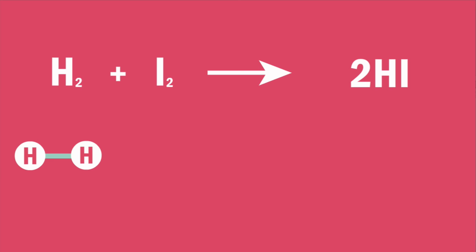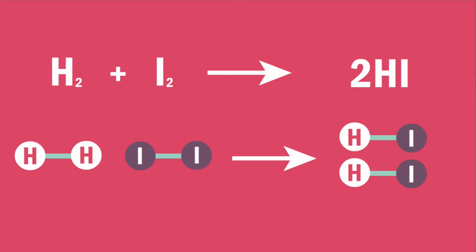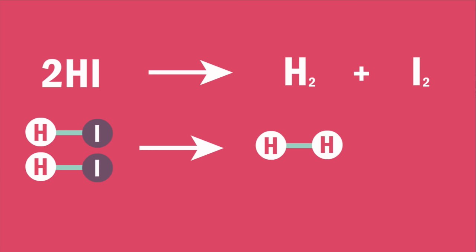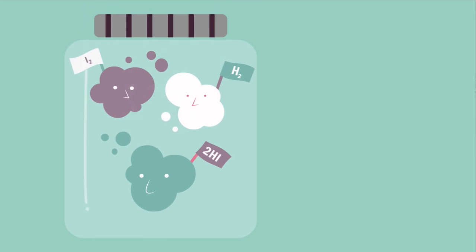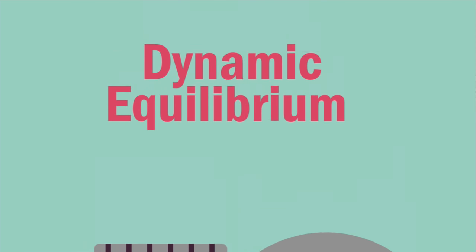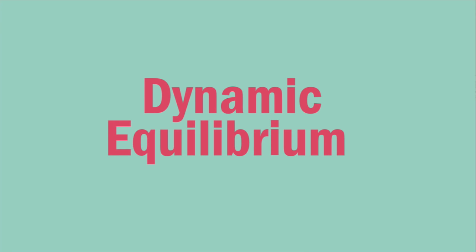So what is happening here? The reaction of hydrogen and iodine to produce hydrogen iodide is occurring at the same rate as the decomposition of hydrogen iodide to hydrogen and iodine. So there are no observable changes, although both the forward and reverse reactions are occurring. This reaction has not stopped, but rather has reached dynamic equilibrium.